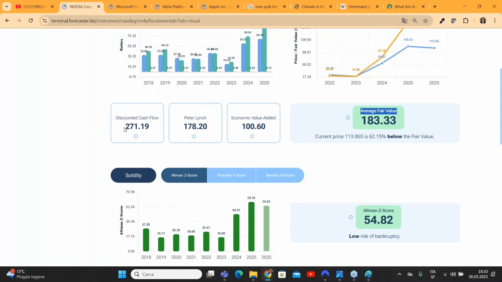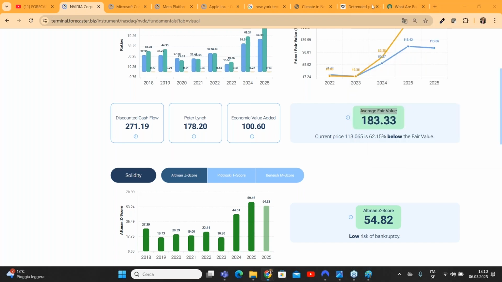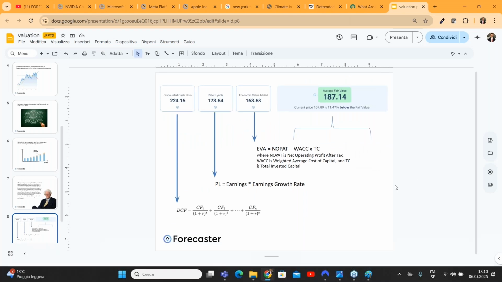We have the discounted cash flow, the Peter Lynch method, and the economic value added. Why do we use three different approaches and not only one? Very simple, I'll show you something. As always, we didn't invent anything regarding this type of evaluation, but these are methods that you can learn if you go to the economic university.